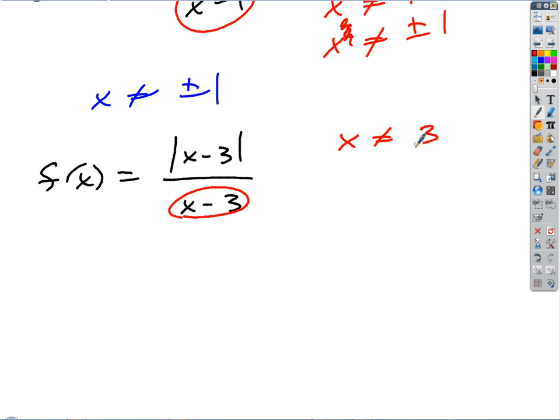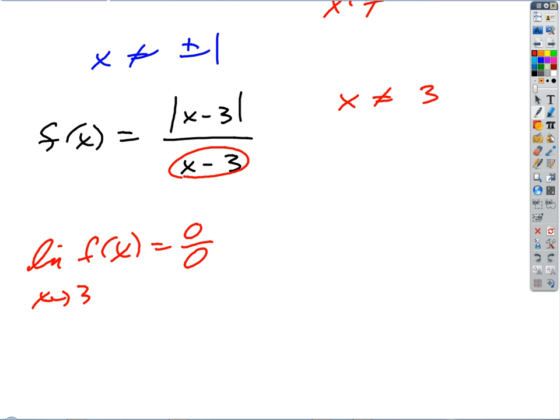Okay, but what's going on there? If I try to evaluate this directly, what do I get? 0 over 0. Okay, so because the limit of f of x as x approaches 3 is 0 over 0, is this going to be a vertical asymptote? No, it's not going to be. Okay, what is this one going to be? Well, let's look at it and see.